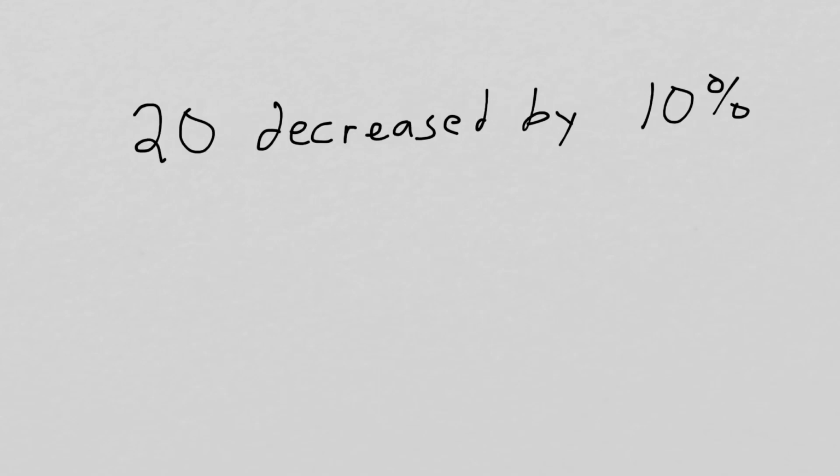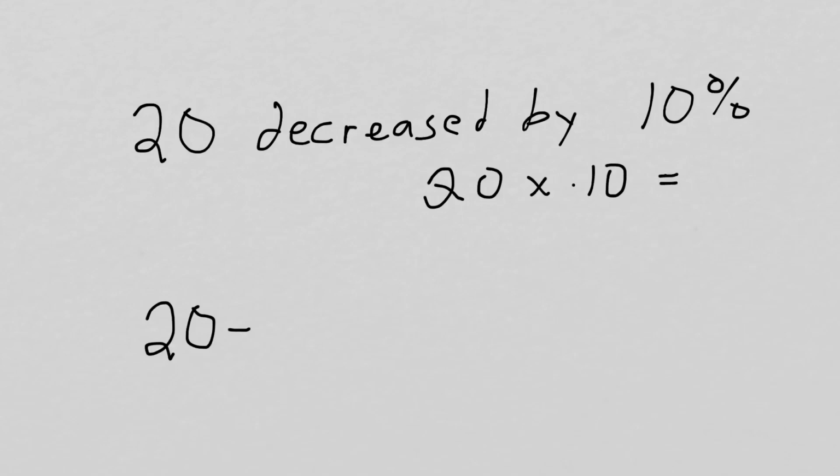All right, our second problem is 20 decreased by 10%. So decreased, I know it's going to be 20 minus something because it's going to be decreased. To find out what I decrease it by, I take 20 times 10%, but I make that a decimal, 0.10. Put that in your calculator, and you come up with 2. Okay, so 10% of 20 is 2. You probably didn't even need your calculator for that. So 20 minus 2 equals 18. So the answer to the question, 20 decreased by 10%, is going to be 18.